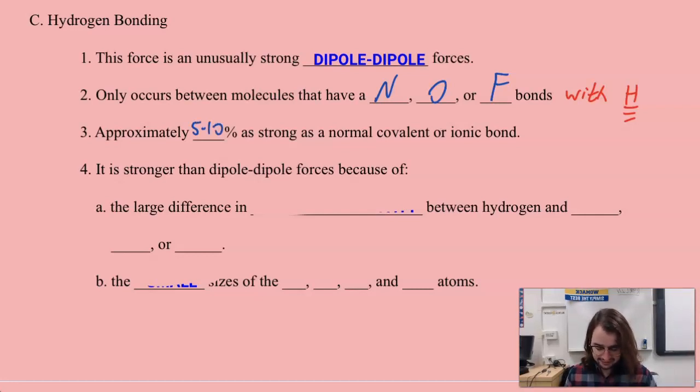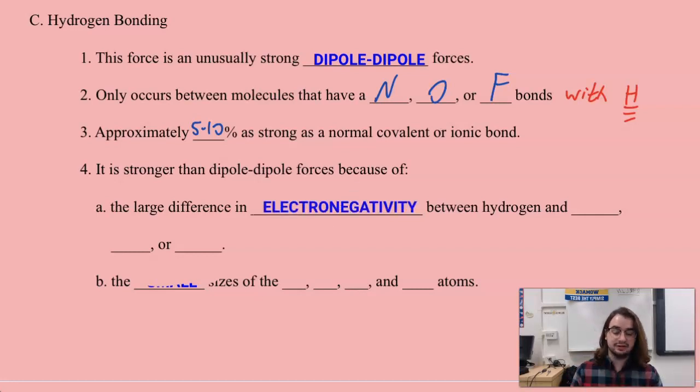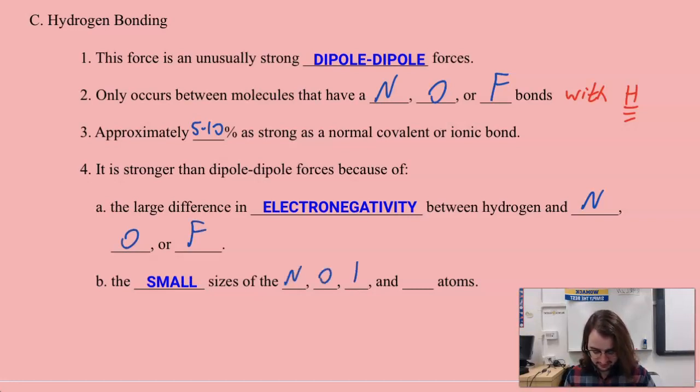It is stronger than a dipole-dipole bond because of this large difference in electronegativity between N, O, or F and hydrogen, or because of the small sizes of these different atoms, N, O, F, and H. So between hydrogen, and N, O, or F.